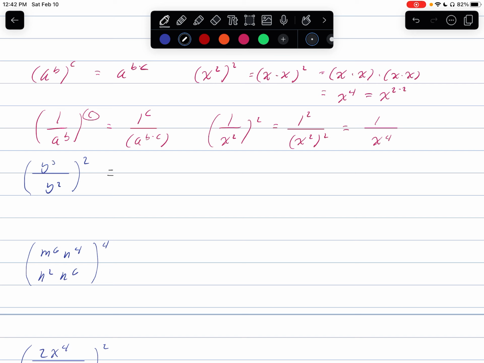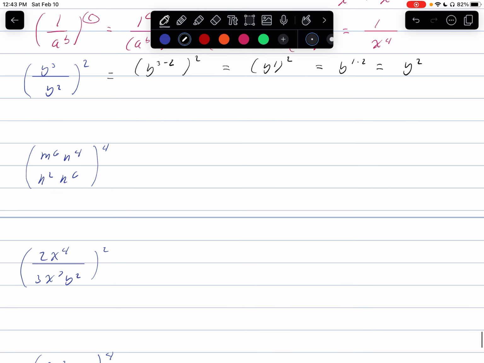So let's go ahead and simplify y to the third over y squared. So remember our exponent rule of a ratio. This is going to become y to the 3 minus 2. And we've got to keep this raised to the second power. Okay. But y to the 3 minus 2, this is just y to the 1. We're going to raise that to the second power. So this is y to the 1 times 2, which is just y to the 2, or y squared. Okay.